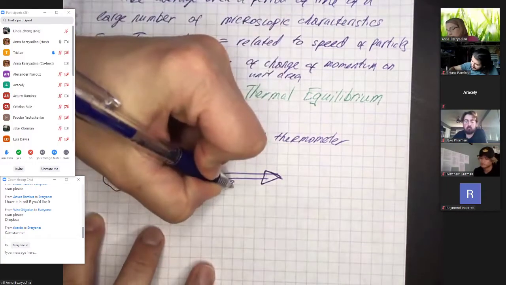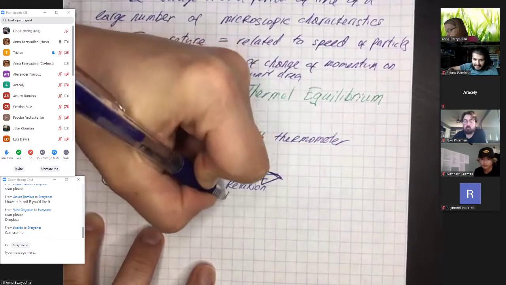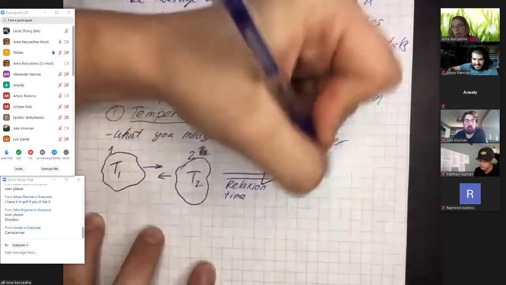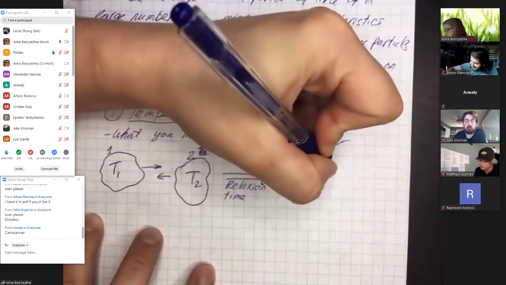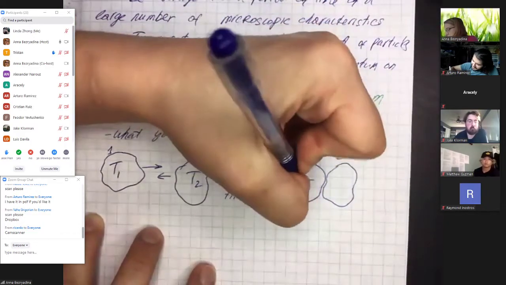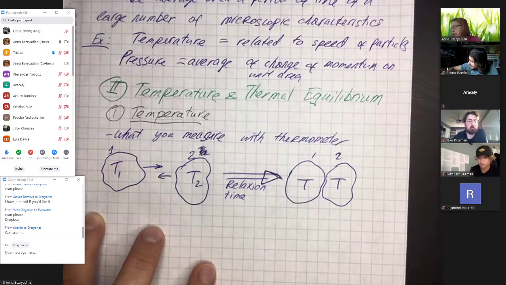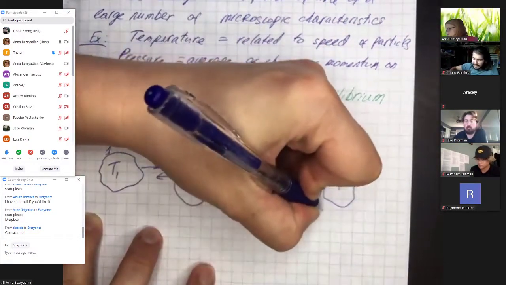So we have a relaxation time. Thank you, guys. Relaxation time. And then these two objects, object 1 and 2, will have the same temperature T, and they both reach thermal equilibrium.